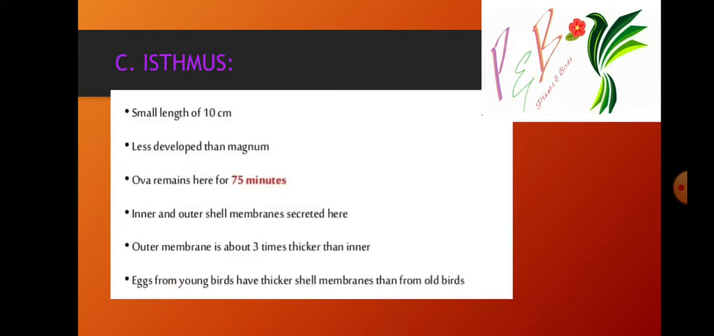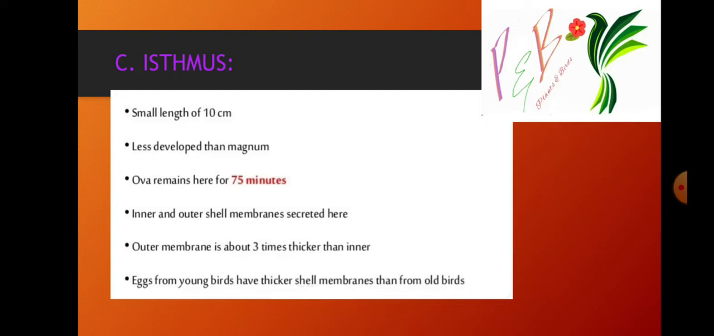Isthmus, a small length of 10 centimeters, less developed than the magnum. The ovum remains here for 75 minutes. The inner and outer shell membranes are secreted here. The outer membrane is about 3 times thicker than the inner.